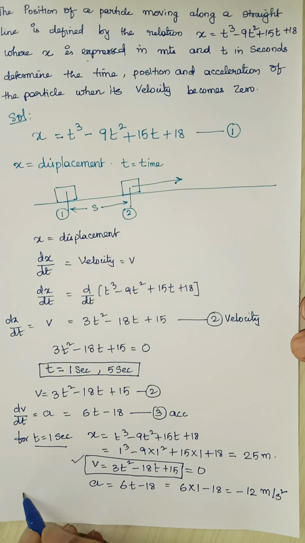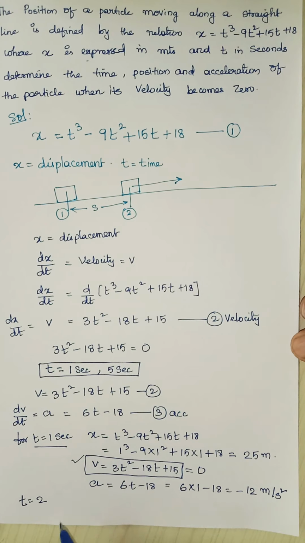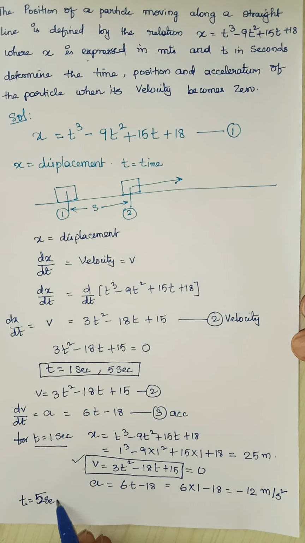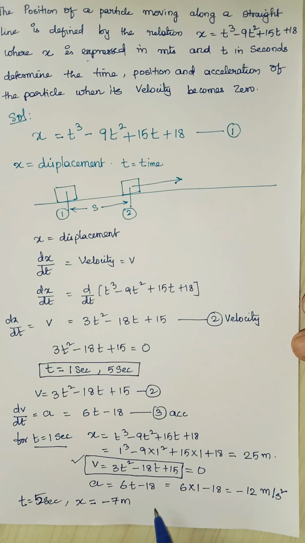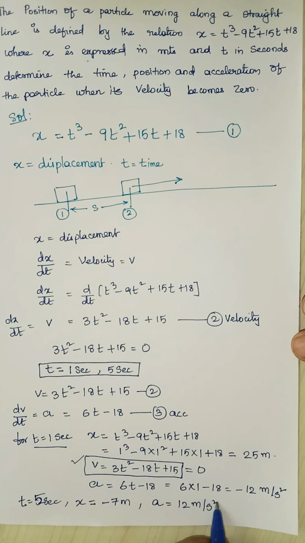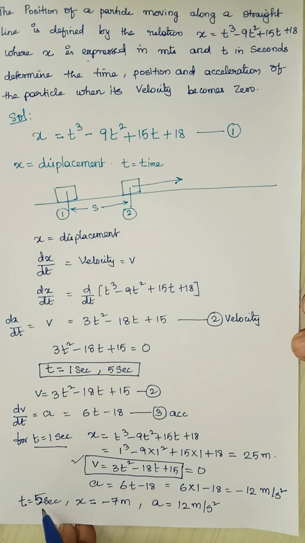Now similarly, for t is equal to 5 seconds. When you substitute t is equal to 5 seconds in the displacement equation, we get the displacement x as minus 7 meters. Displacement can be negative here. We got the answer as negative, as well as the acceleration a is equal to 12 meter per second square. Just substitute t is equal to 5 seconds in the acceleration equation and you will get the value of acceleration as 12 meter per second square.